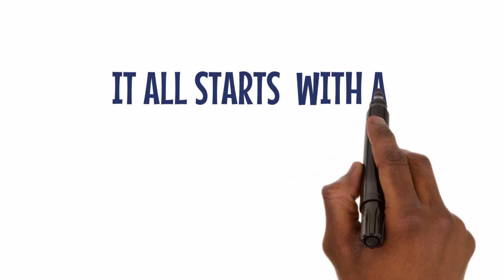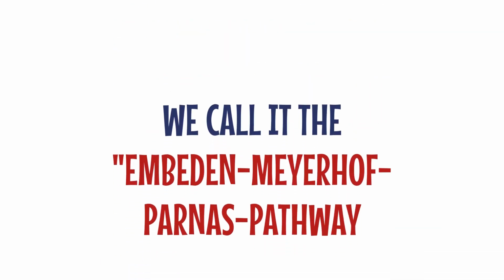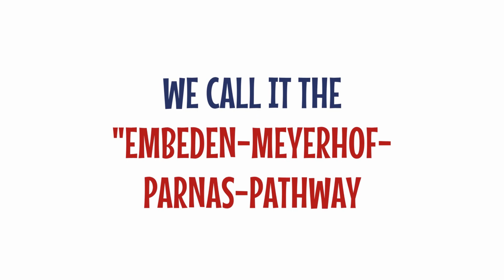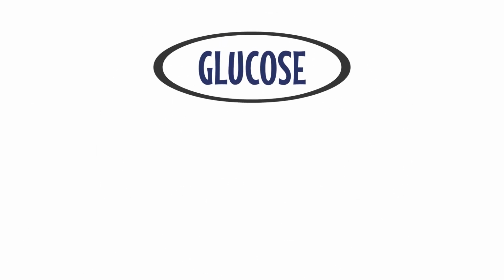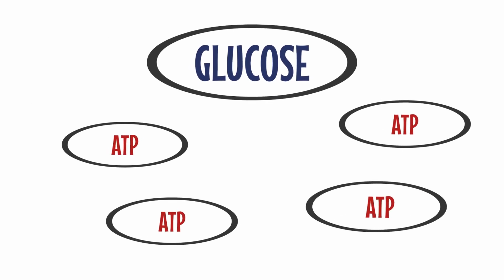It all starts with a process called glycolysis. We call it the Embden-Meyerhoff-Parnas pathway, but let's stick to glycolysis for now. This process takes place in the cytoplasm of plant cells. It breaks down glucose into smaller molecules, producing a little bit of energy.